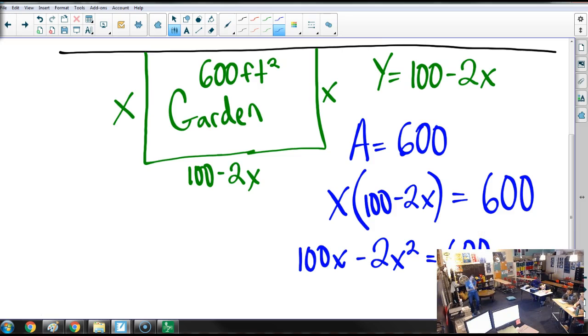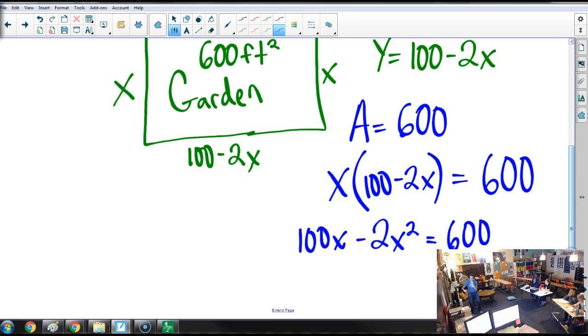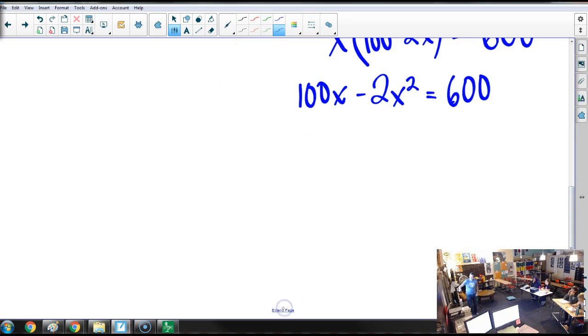Minus 2x squared equals 600. We could turn this into quadratic form, and we can subtract 600. Or we could do it in square form with a rectangle, because we know it's a rectangle, right? Yeah. So we can do it that way. I'm just going to solve for x, so could you just do the quadratic formula? Considering this is the lesson about the quadratic formula, what do you think?